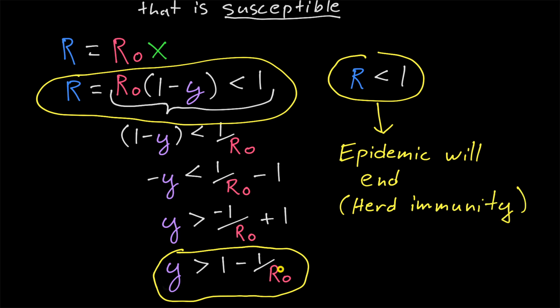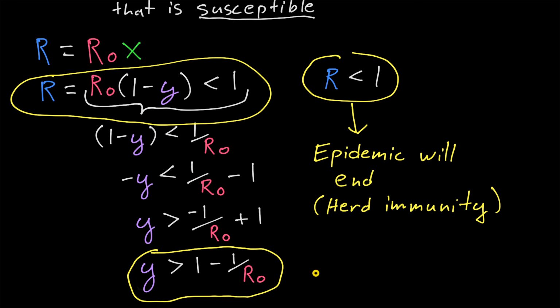So what this condition is telling you is that if the fraction of the population that is immune is greater than 1 minus 1 over the basic reproductive number, then you have achieved herd immunity. Now, what scientists, such as epidemiologists, are very frequently interested in is the lower bound for this herd immunity. So they are going to set this to an equality. They're basically going to set this to y is equal to 1 minus 1 over R naught.